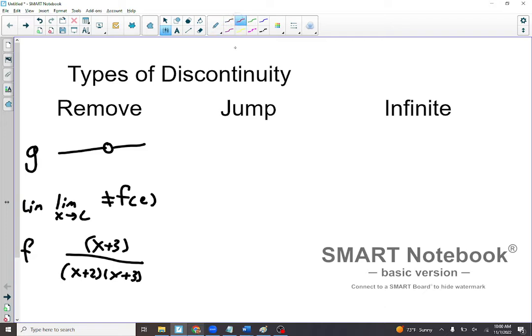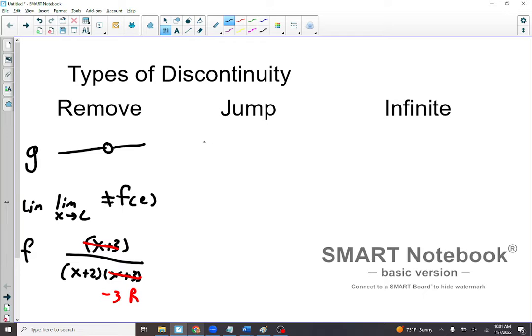Because you're able to cancel these out, that's what is going to cause a removed discontinuity. If you're able to cancel out something on top and bottom, that means at -3 in this case, it would be a removed type of discontinuity. If you could remove it from the function, you could remove it from the line, which means it's a removed type of discontinuity.